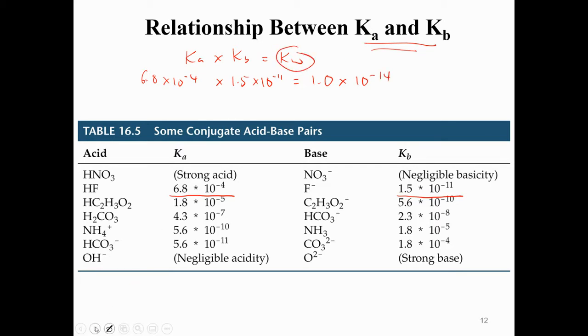So that's all for this part, Ka and Kb. Remember, you can relate back to chemical equilibrium on how to write the expression for Ka and Kb. And remember, the higher the Ka or the higher the Kb means that it's a strong acid or strong base. That's all for this lesson.